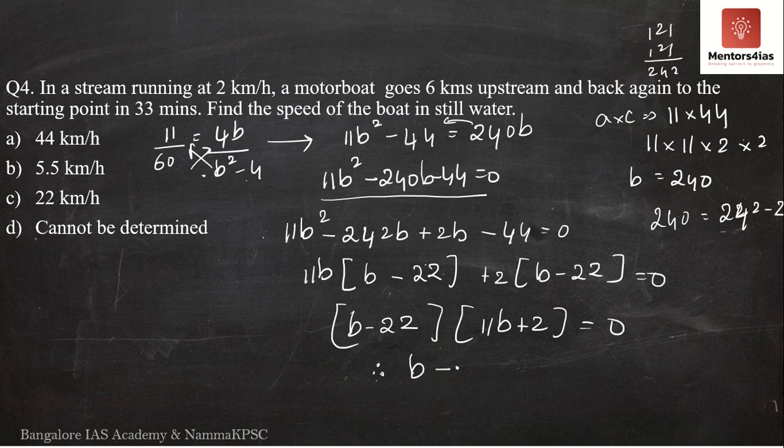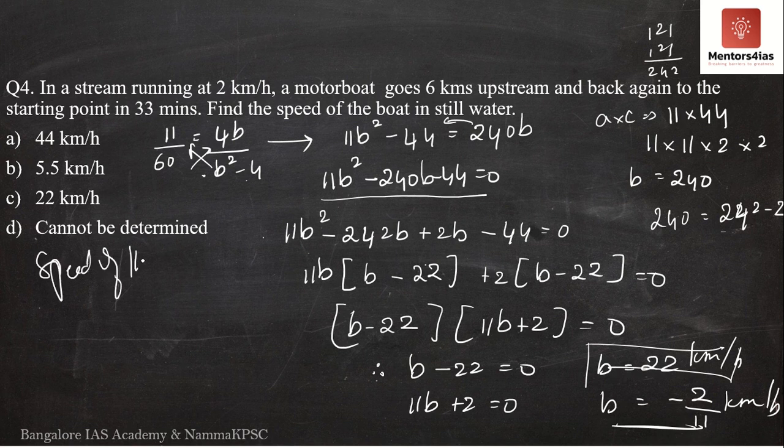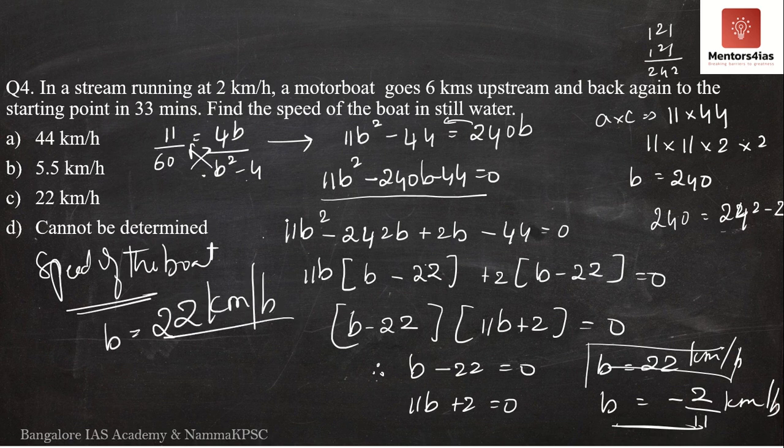Therefore, either b minus 22 is equal to 0 or 11b plus 2 is equal to 0. Meaning b is equal to 22 kilometers per hour or b is equal to minus 2 by 11 kilometers per hour. Speed will not be negative. Therefore, the correct answer is b is equal to 22 kilometers per hour. So, speed of the boat in still water is nothing but 22 kilometers per hour. Therefore, the correct answer is option C, 22 kilometers per hour.